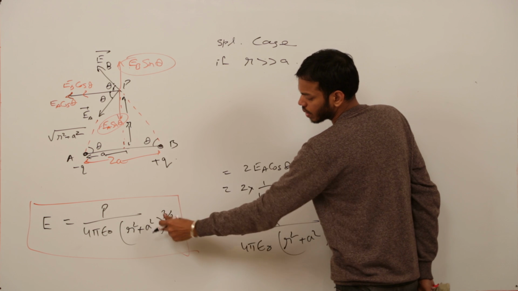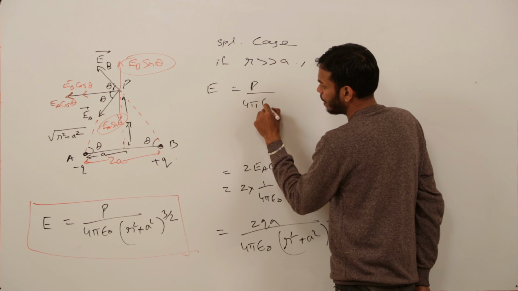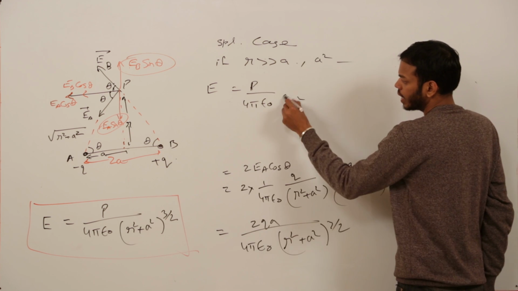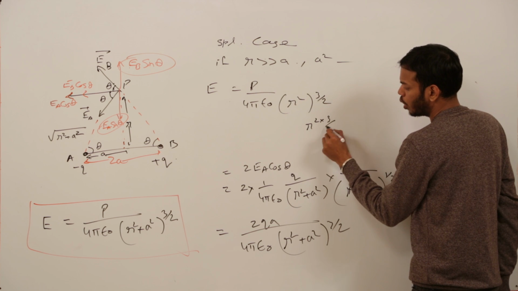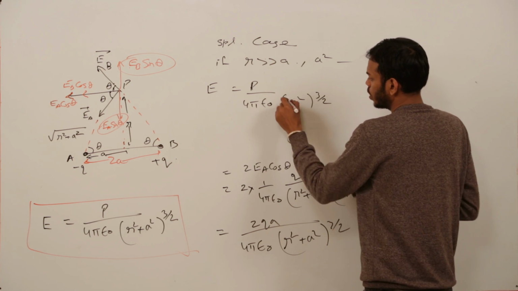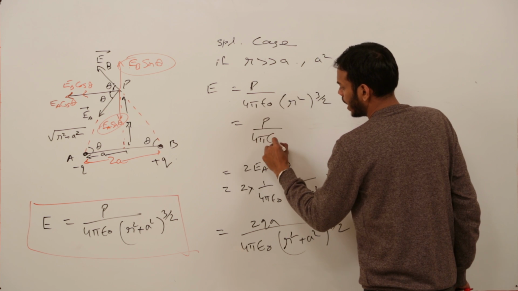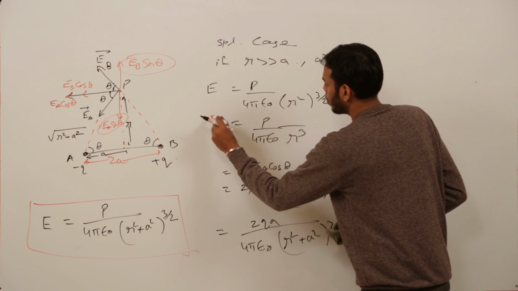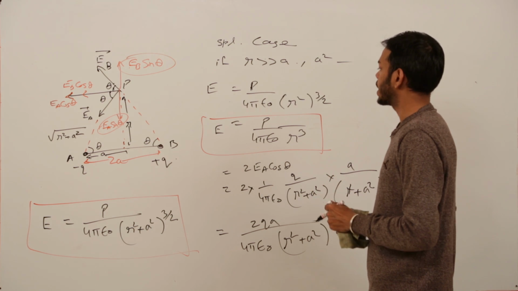So E would be equal to P over 4 pi epsilon naught. A square is neglected, you are left with R square raised to power 3 by 2. What is this? R square into 3 upon 2, that means R cube. So this becomes P upon 4 pi epsilon naught R cube. This is the formula in the special case for electric field due to dipole on equatorial point.